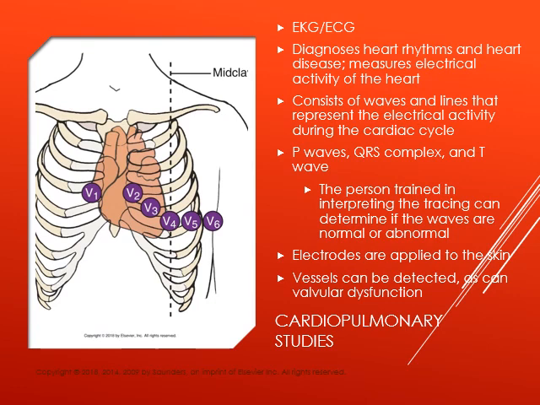A non-invasive procedure to evaluate heart function is referred to as your ECG. This ECG consists of waves and lines representing electrical activities during the cardiac cycle. P waves, QRS complex, and T waves are interpreted. A person trained in interpreting the tracing can determine if the waves are normal or abnormal. Electrodes are applied to the skin.